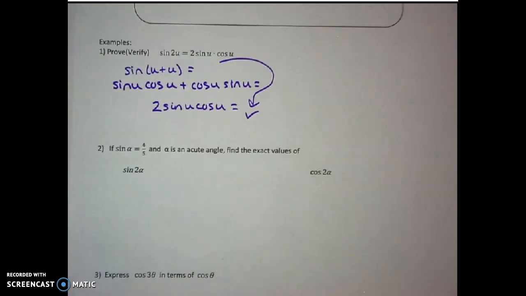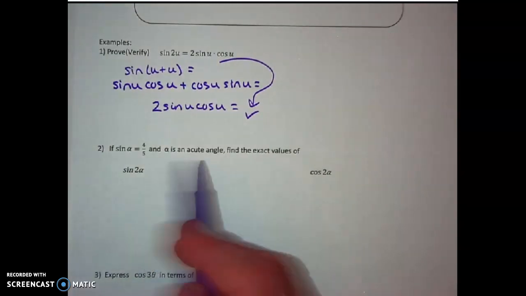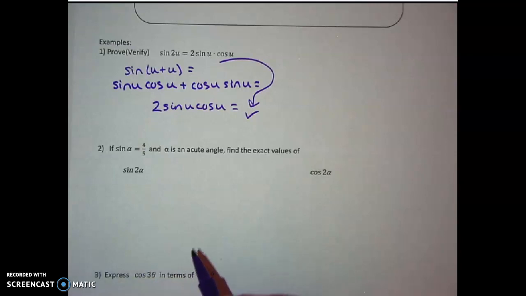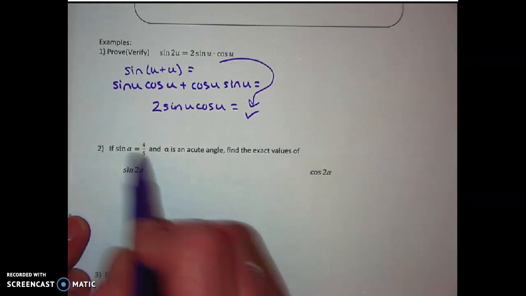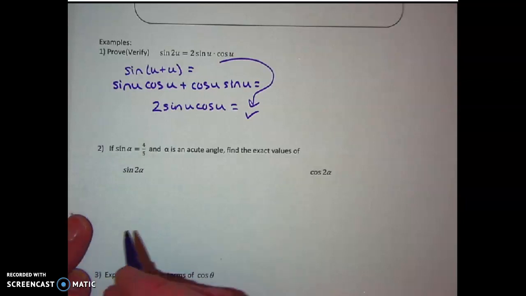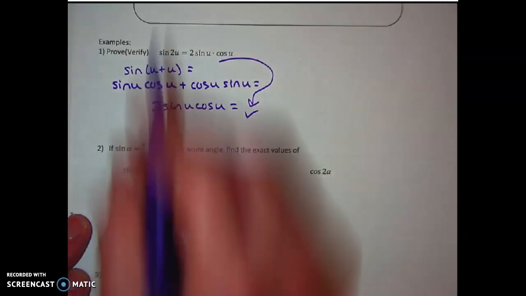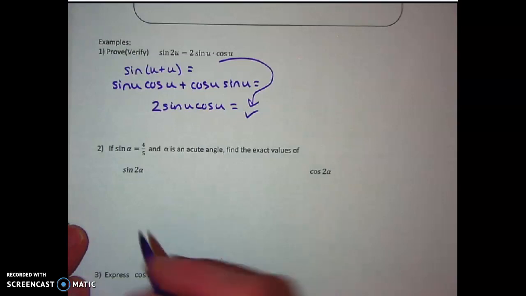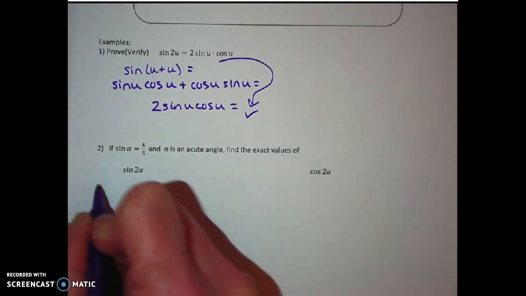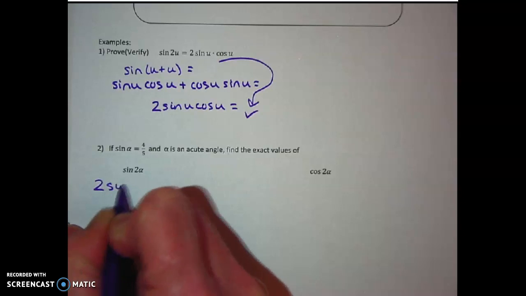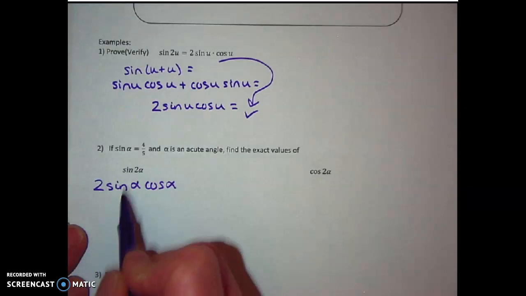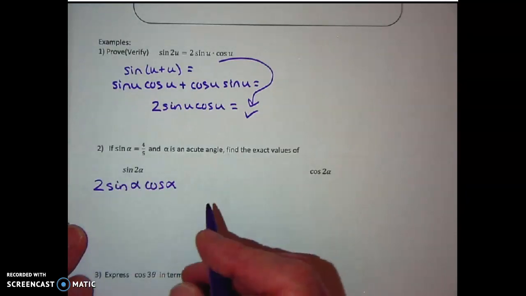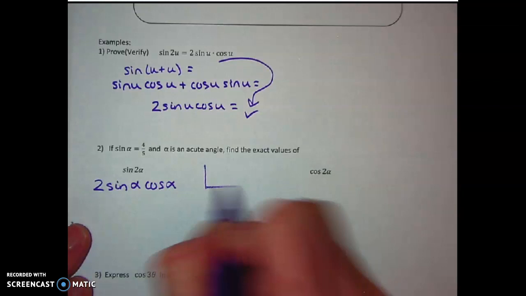Number 2: if the sine of alpha is 4/5 and alpha is an acute angle, find the exact values of the sine of 2 alpha and the cosine of 2 alpha. Now, just because we're doubling the angle doesn't mean we can just double what the sine of alpha is equal to. So we're going to, again, need to write this using the double angle formula. So let's start doing that. This is going to be 2 times the sine of alpha cosine of alpha. Well, we know what the sine of alpha is, but we're going to need to draw our triangle to figure out what the cosine of alpha is.